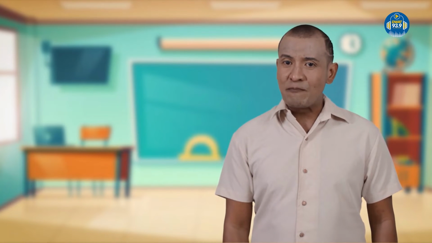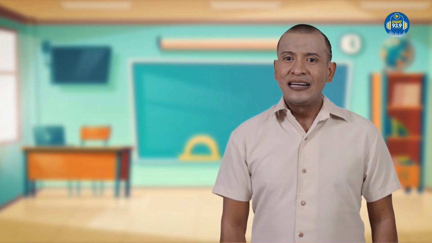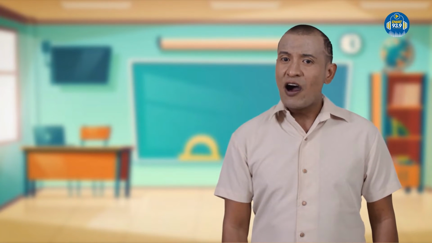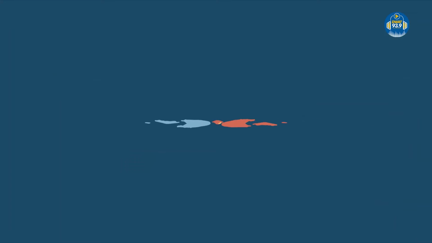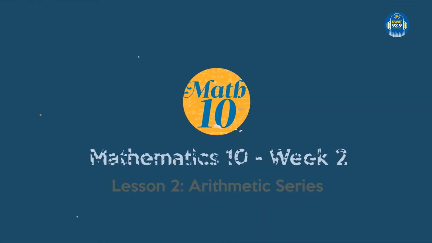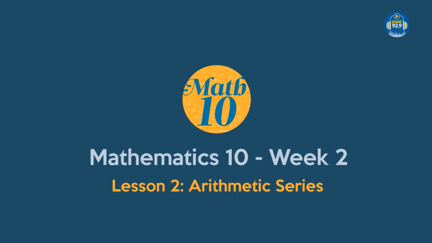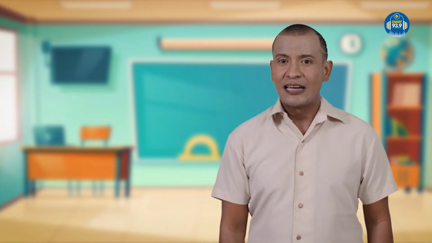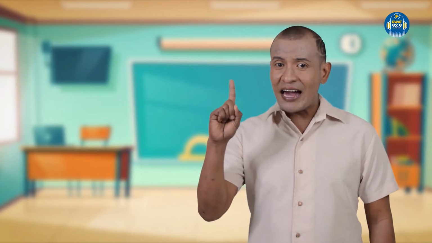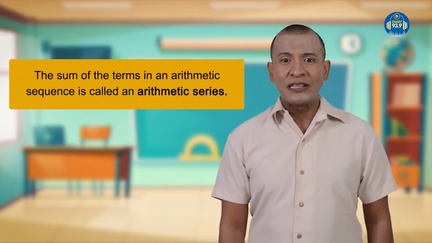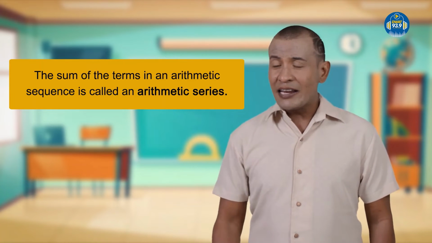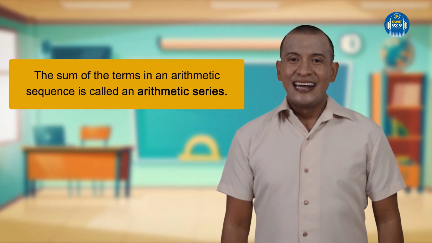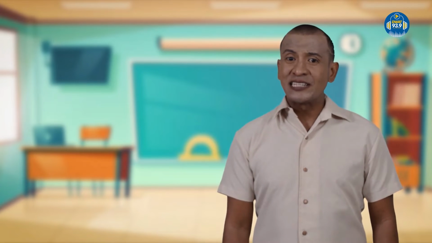After finding the arithmetic mean or means of an arithmetic sequence, this time, let us find the sum of the terms of an arithmetic sequence. The sum of the terms of an arithmetic sequence is called series. Therefore, it follows that the sum of the terms in an arithmetic sequence is called an arithmetic series. The general rule for an arithmetic series can be stated as follows.